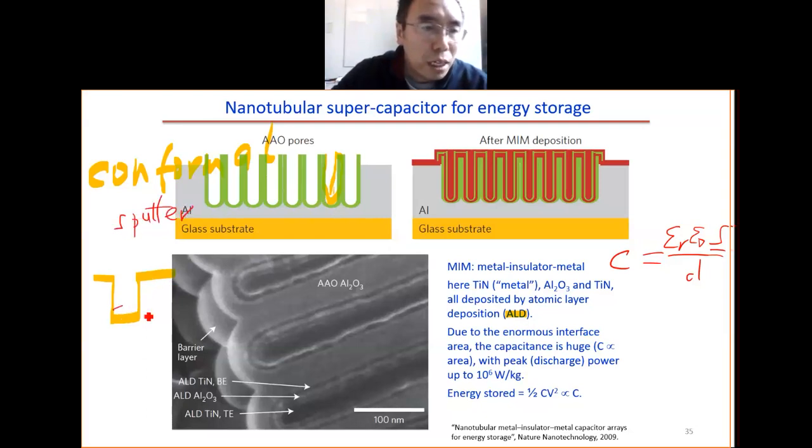There will be some metal here, a little bit of metal here, more metal there, so this is not conformal. When you do the sputter, a lot of deposition is on the top, not much deposition inside the pore. But when you do the ALD, you get this extremely conformal deposition, so you have very high capacitance. Then you have this connecting out to the top layer, titanium nitride. One layer, this is another titanium nitride. Then this green color here is the aluminum oxide. This way you get very, very high capacitance.